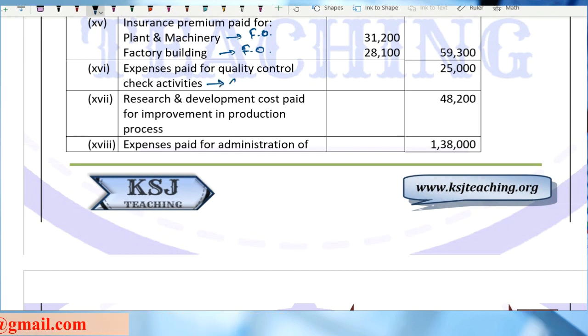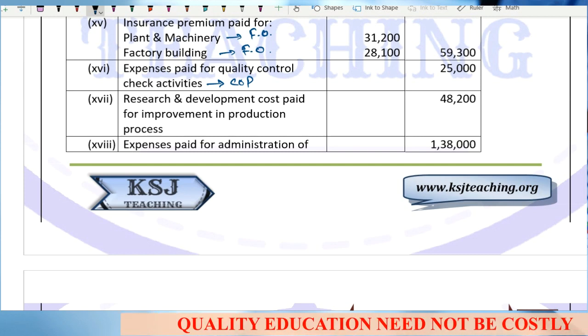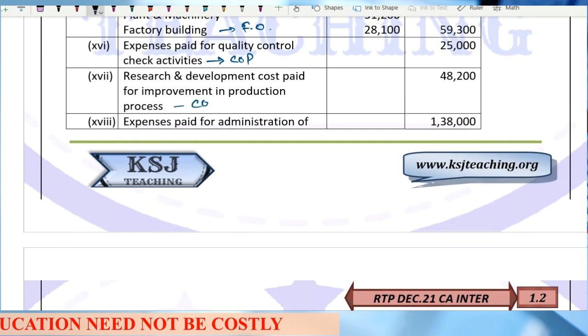Expenses paid for quality control check activities. This will be taken in the cost of production. Right, after the works cost, whatever expenses we are taking which are related to the production, we take it in the cost of production. Then research and development cost paid for improvement in production process, again cost of production.